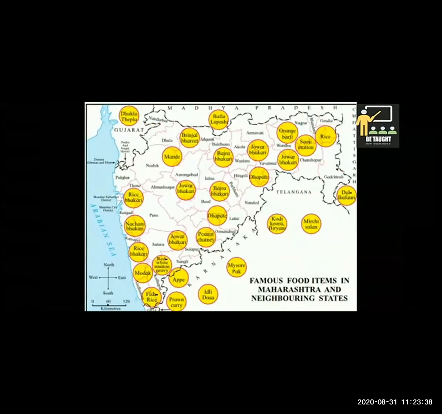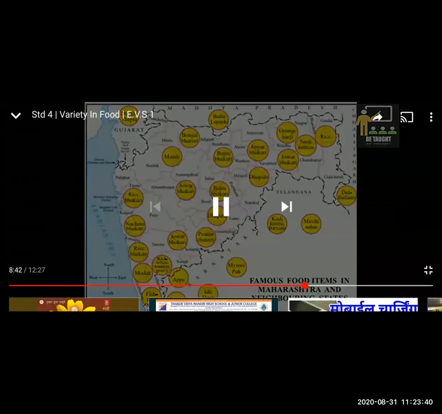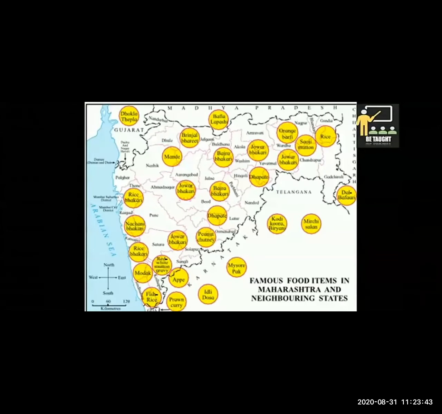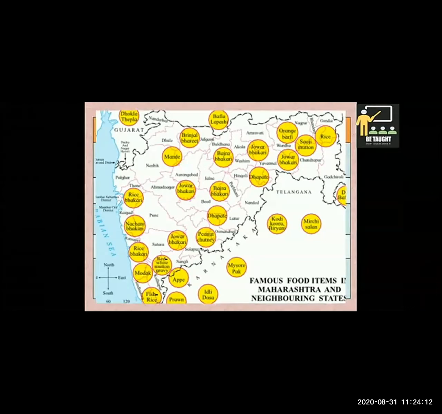Here is a map of Maharashtra which depicts famous food items along with the districts and the adjoining states. Observe the map. After observing the map, we'll make a list of districts or states and their famous food items and the grain or fruit or vegetable these items are made from. So we'll draw a table.